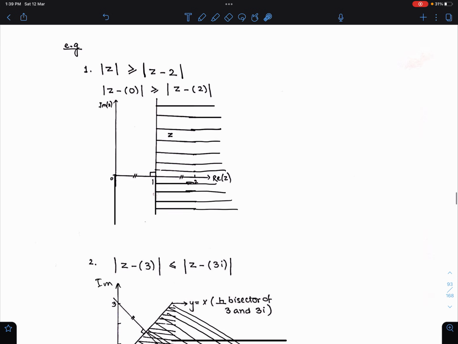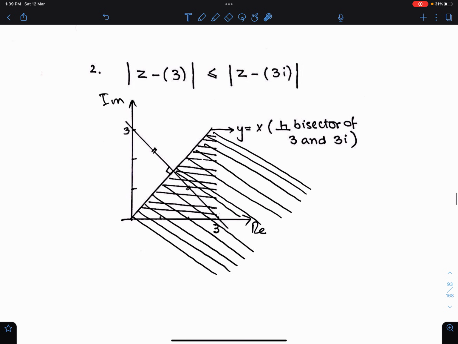Another example. Here we have to first draw the bisector of 0 and 2. This is 0 and this is 2. So this is the bisector. Now we have to shade this side of the bisector, the 2 side, because this inequality is pointed towards 2.